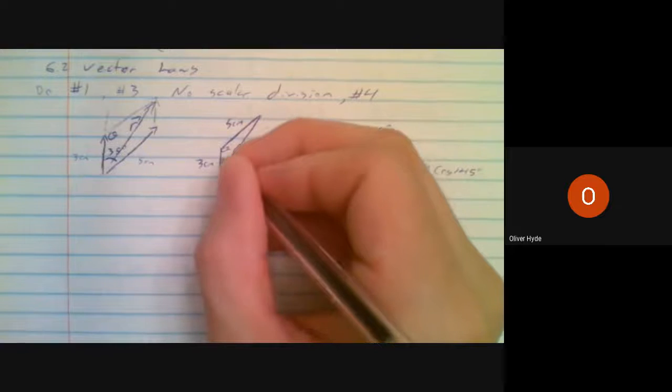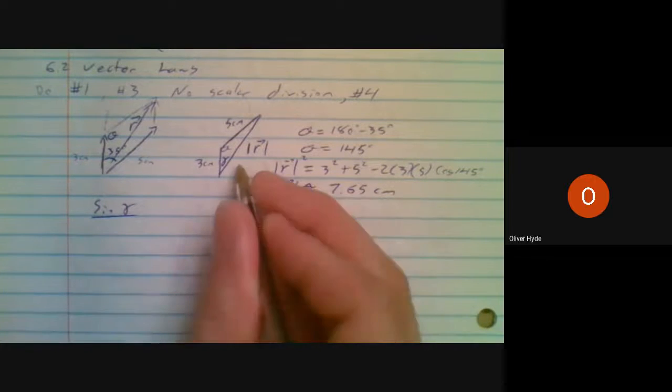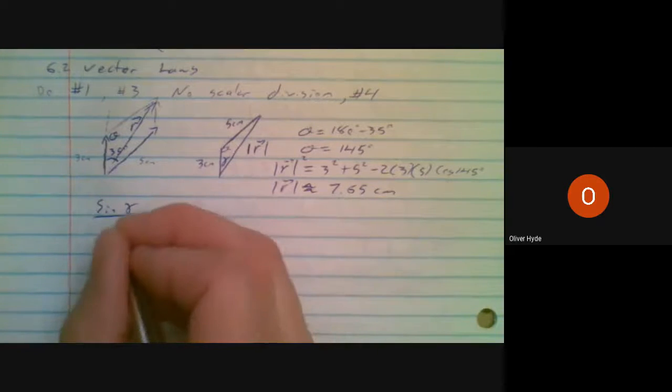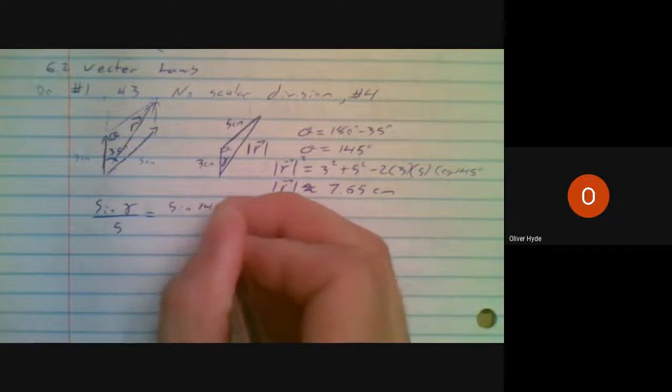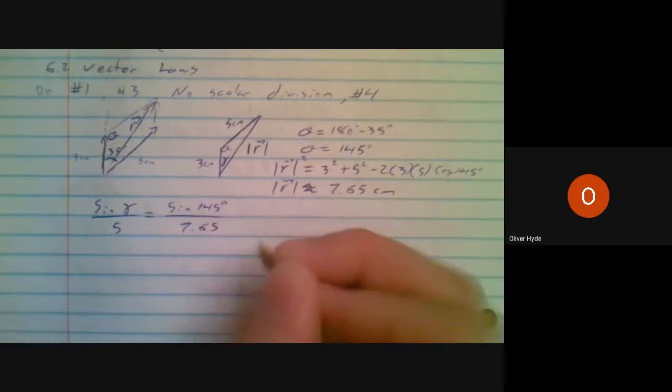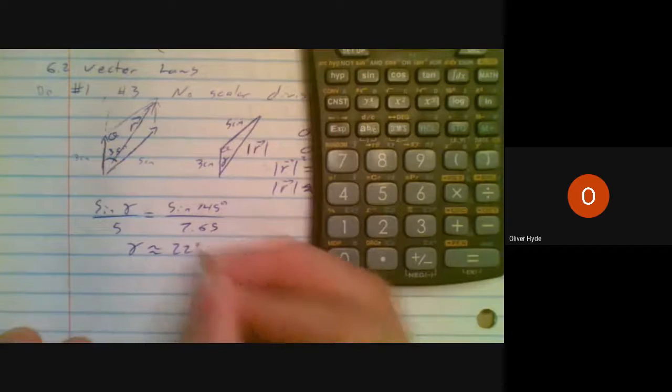What angle haven't I used yet? I'll call it gamma. And I'm set up to use the sine law here. The sine of gamma divided by 5 is going to be equal to the sine of 145 degrees divided by mag r, 7.65. It's calculator time again. 5 times the sine of 145 divided by 7.65. And the inverse sine of that is about 22 degrees.